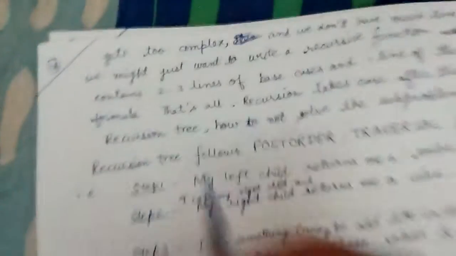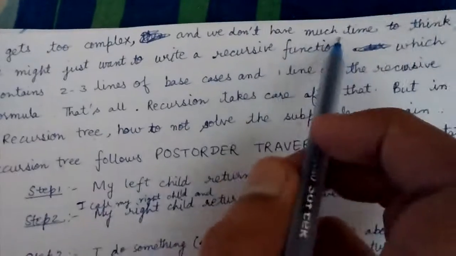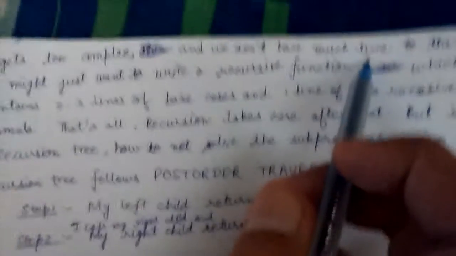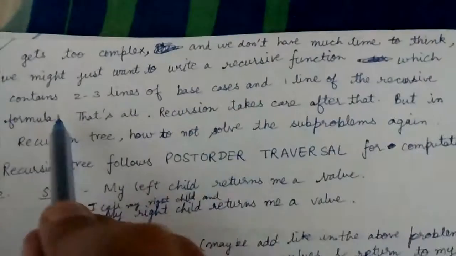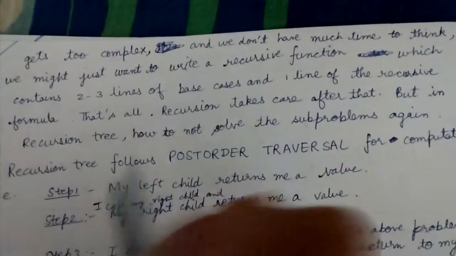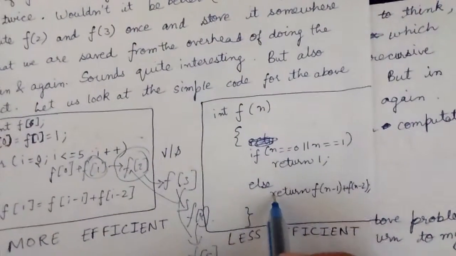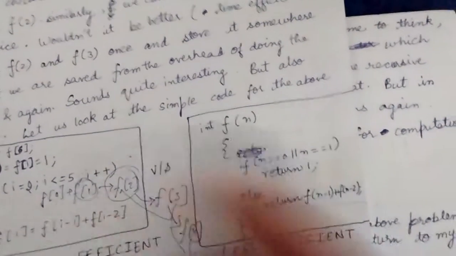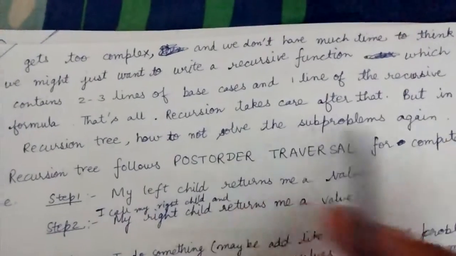gets too complex and we don't have much time to think, because there is some time constraint, meaning you just want to quickly solve the problem, we might just want to write a recursive function which contains 2-3 lines of base cases and 1 line of the recursive formula. That's all. This is what we saw here. These are the 2 base cases we handled here, and this is the formula we write here, and everything else will be taken care of by the recursion.